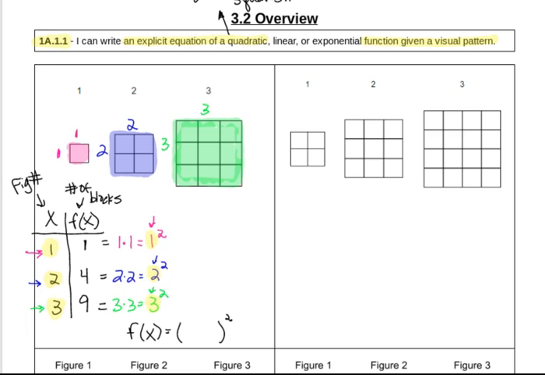So the figure number happens to be the number that I'm squaring, right? Like they're the same number, which means in figure 4, I would do 4 squared. In figure 8, I would do 8 squared. In figure 101, I would do 101 squared, right? It's always going to just be the figure number. So this is the same as the figure number.